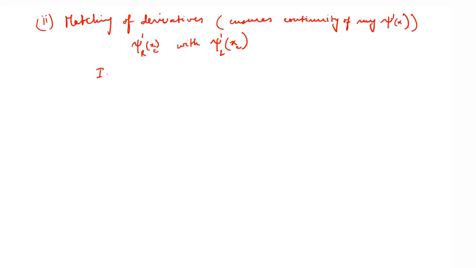So, the ideal scenario is that my psi R prime at x_c minus psi L prime at x_c is equal to 0, but you will get this condition only when you have reached the correct energy eigenvalue. Otherwise, this condition will never be satisfied.